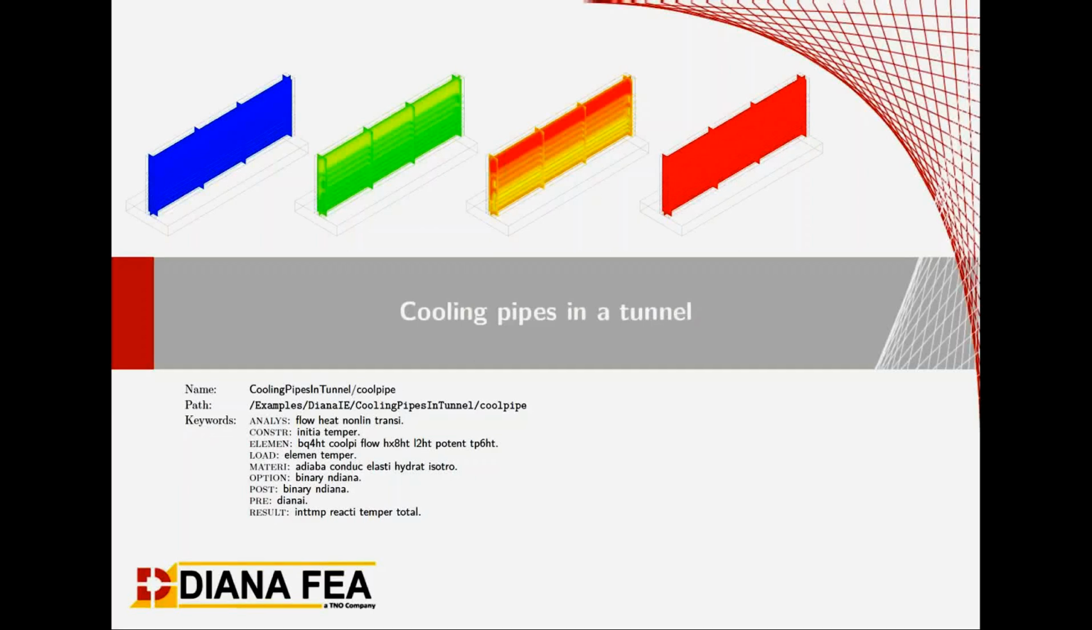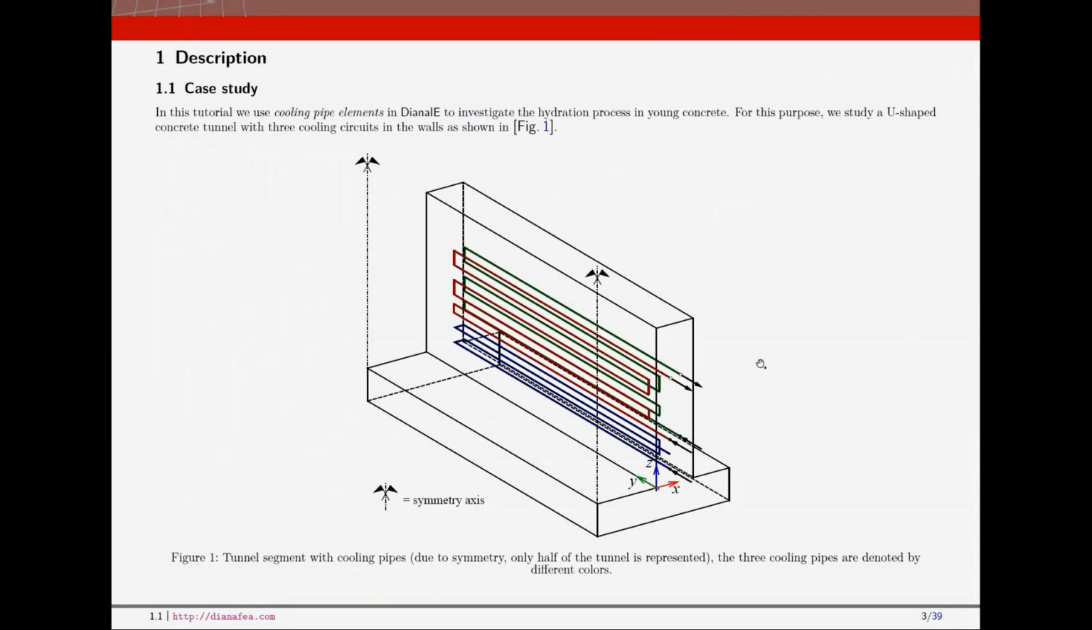In this session I'm going to tell you how to model a concrete tunnel and do the Young hardening analysis and control the developed temperature through the cooling pipe elements. A quick overview about the geometry of the model. This is a symmetry model.